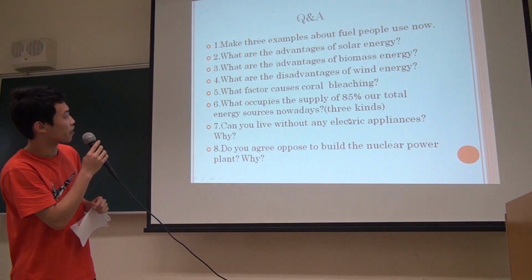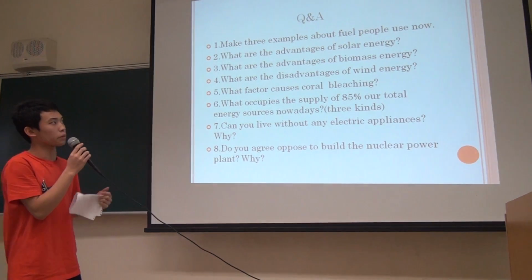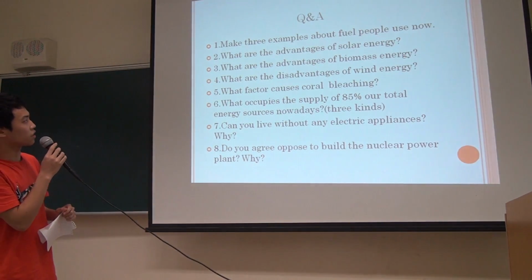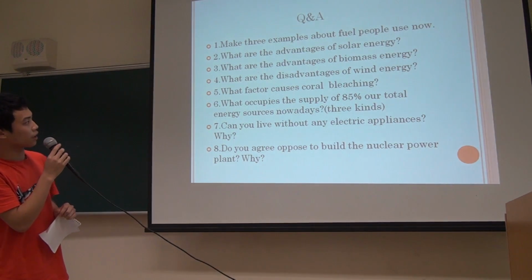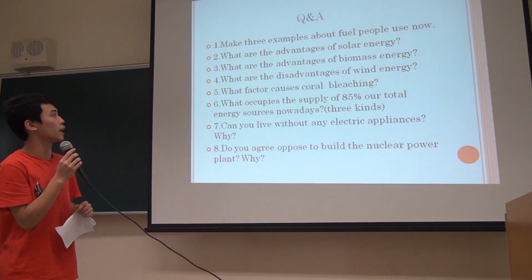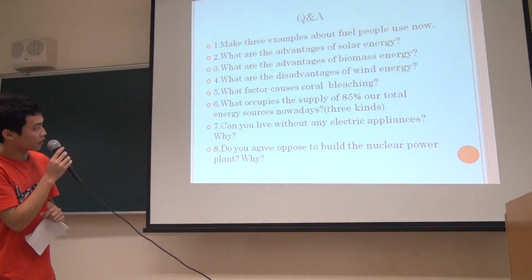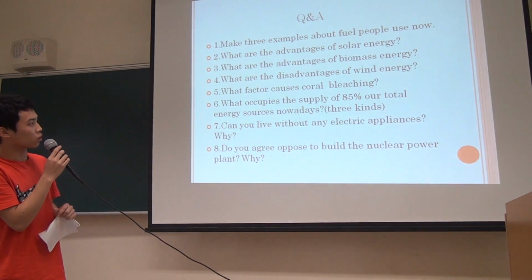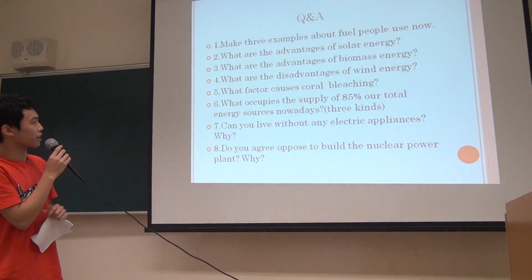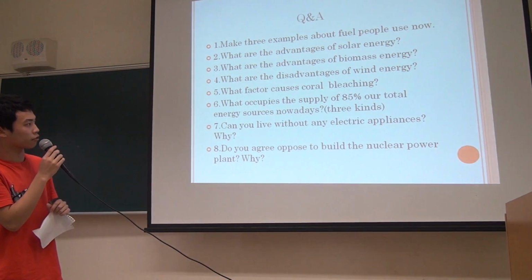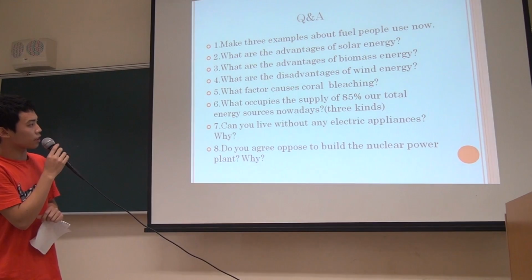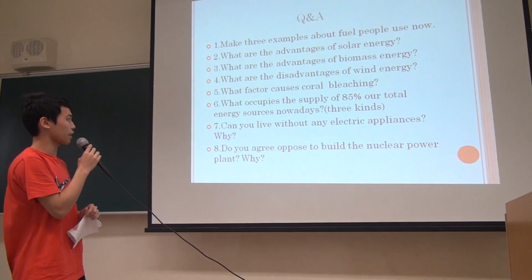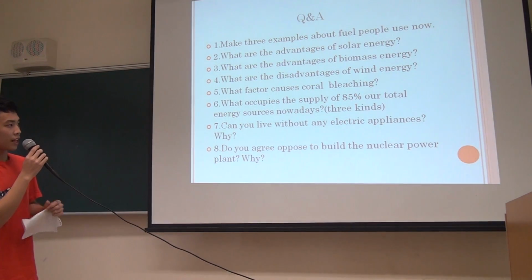The first question is, give 3 examples about fuels people use now. And the second is, what are the advantages of solar energy? And the third question is, what are the advantages of biomass energy? And what are the disadvantages of wind energy? What factor causes coral bleaching? And number 6 is, what occupies the supply of 85% of our total energy sources nowadays? 3 facts. And number 7 is, can you live without any electric appliance?